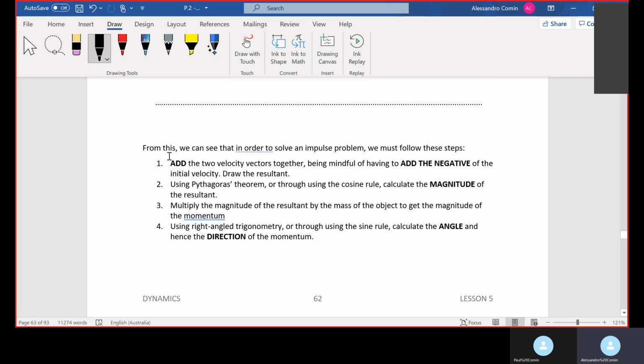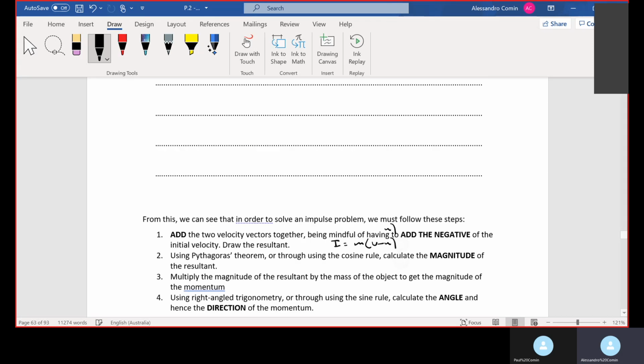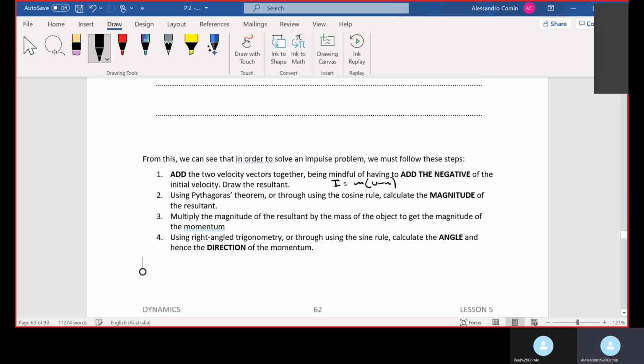So we can see that when we have to solve impulse in 2 dimensions, we must follow these steps. Add the 2 velocity vectors together, being mindful to add the negative of the initial velocity, and draw the resultant. This is because I is equal to m(v minus u). If you're lucky and get a right-angled triangle, you can use Pythagoras to calculate the magnitude of the resultant, and the resultant is equal to delta V.